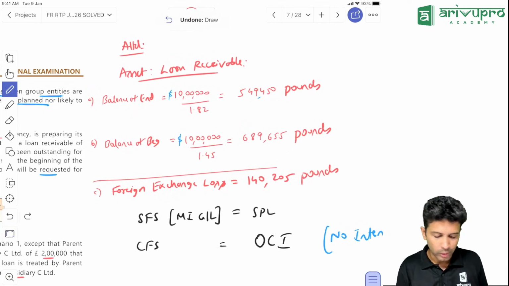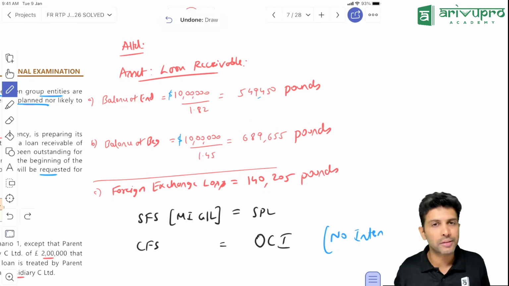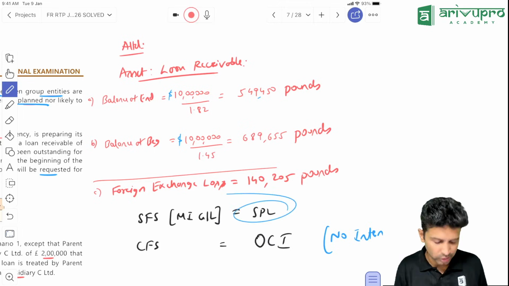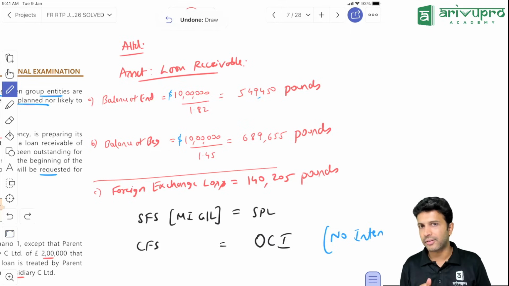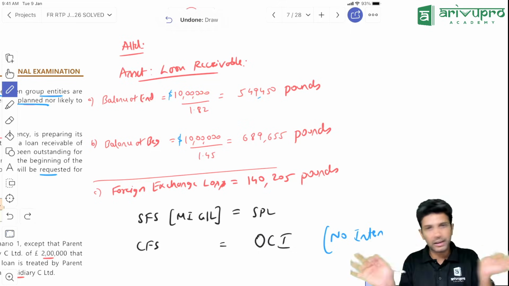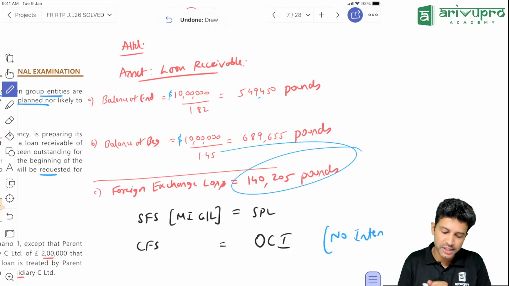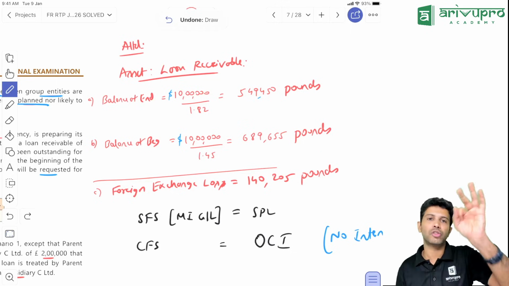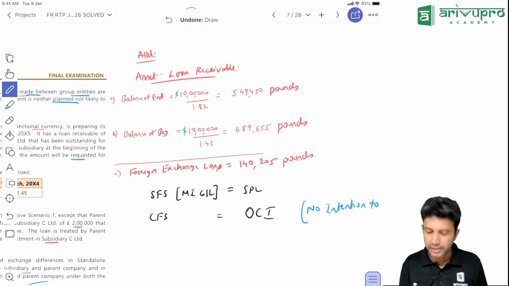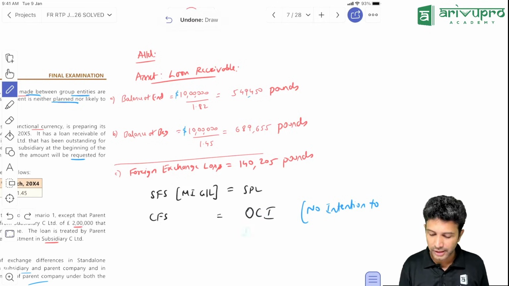So this is your forex loss. How much? 1,40,205 pounds. Since this loan given is a monetary item, in separate financial statements, a monetary item's gain or loss always goes to SPL. But in consolidated financial statements, for parent it's a loan given, for subsidiary it's a loan taken. That will get nullified. But this exchange difference will be there. So where should you show this exchange difference in CFS? Since there is no intention to recover, it will go to OCI. If there was an intention to recover, then in consolidated financial statements also it will go to SPL. So based on that.